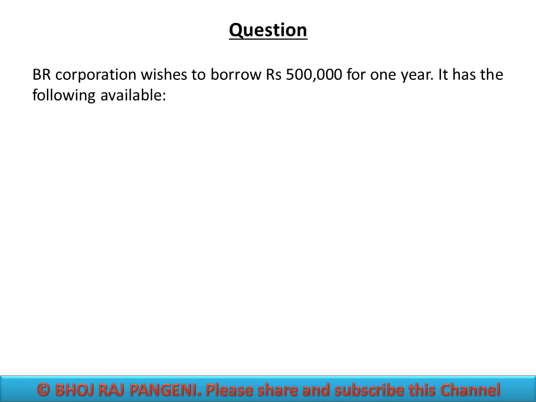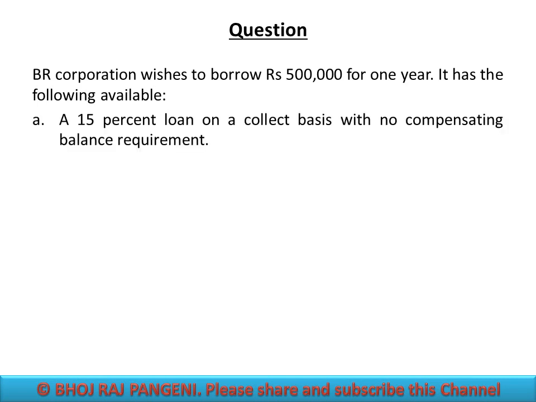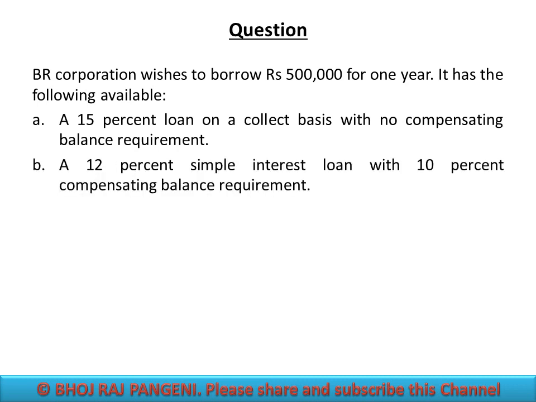Now have a look at the question. BR Corporation wishes to borrow ₹500,000 for 1 year. It has the following available alternatives. Okay. A, a 15% loan on collect basis with no compensating balance requirement. And B, a 12% simple interest loan with 10% compensating balance requirement. Okay.